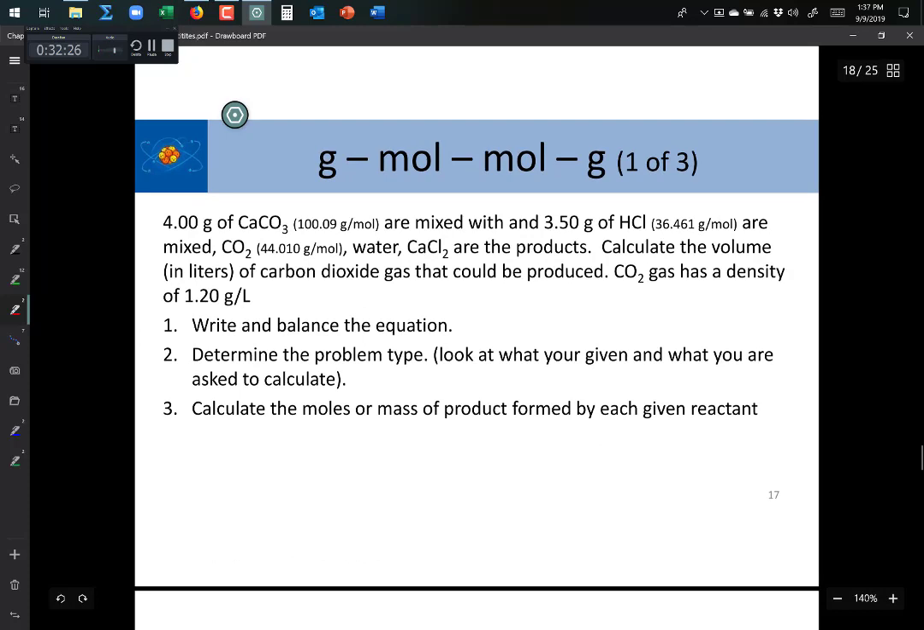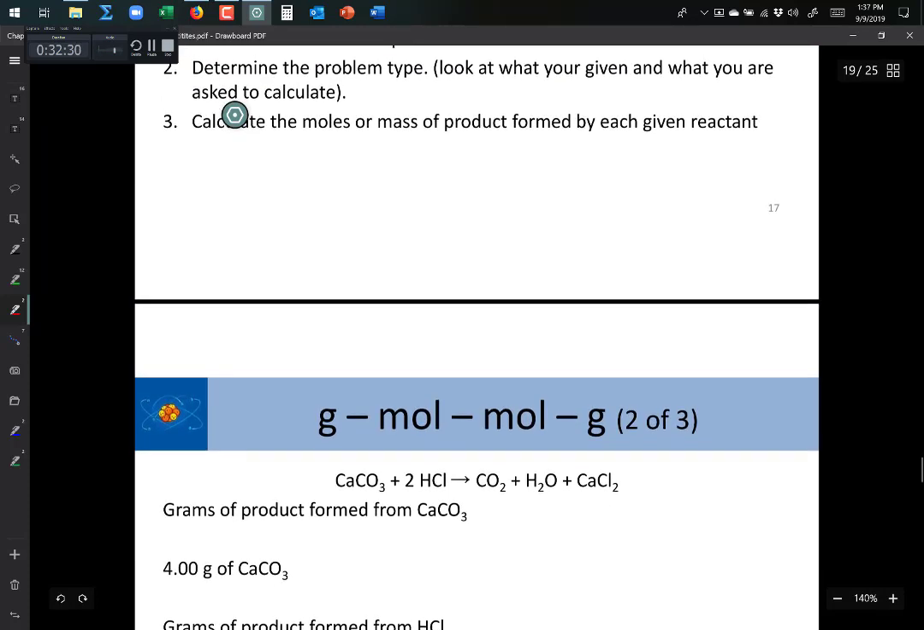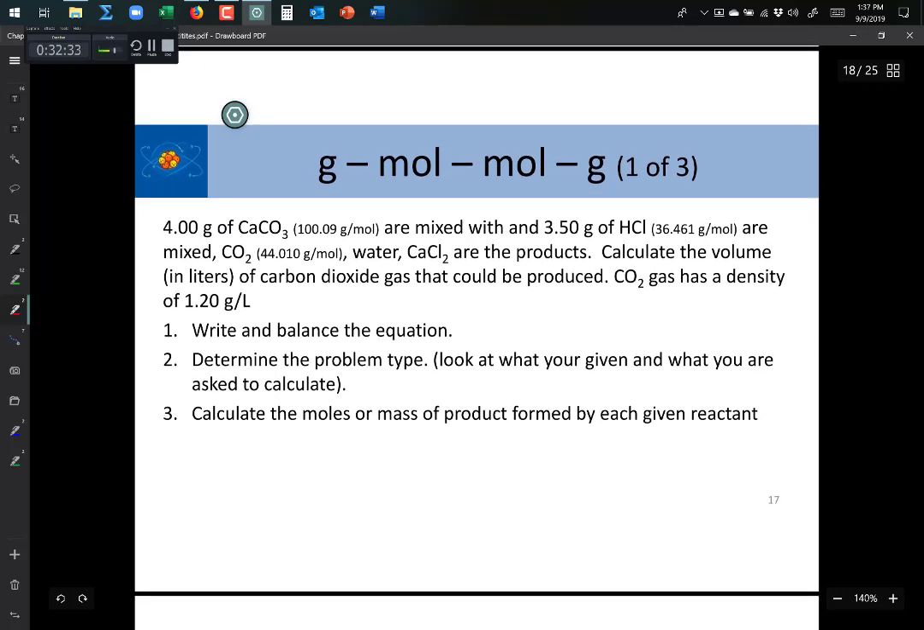Okay, have fun with this one. Okay, so it says 4 grams of calcium carbonate are mixed with 3.5 grams of hydrochloric acid. And then it says carbon dioxide and calcium chloride are the products. Calculate the volume in liters of carbon dioxide gas that could be produced. And then it says CO2 gas has a density of 1.2 grams per liter.